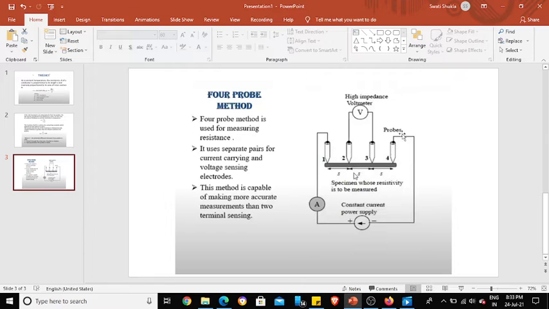As you can see in this figure, there are 4 points connected on the semiconductor. The outer 2 probes are connected to a constant current source, and the inner 2 terminals are connected to a voltmeter. Across terminals 2 and 3, a voltmeter is connected. If we connect an ammeter to this terminal, contact resistance is also measured, whose value is very high, and the resistance across the terminal is very low. So because of this contact resistance, error is observed.